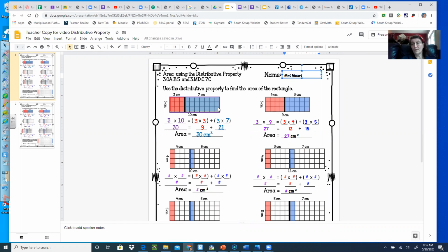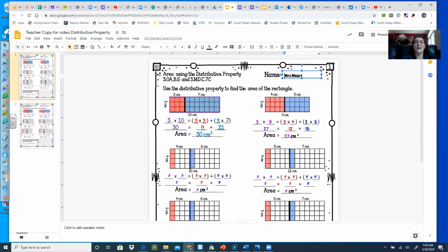Now I want to talk about what the distributive property is. It takes a multiplication fact and breaks it into 2 smaller facts that are easier for you to figure out. So in this sample problem, we started with 3 times 10. It was broken into 3 times 3, that's the red portion, and 3 times 7, that's the blue portion.